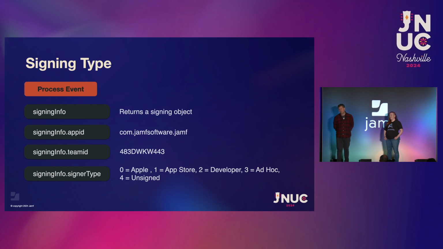If it was signed, who signed it? So we get the app ID, the team ID of the developer, and even what certificate or signing certificate was used. Was it ad hoc? Was it from the App Store? Or was it unsigned, as an example? So again, we can use all this data in our predicate to qualify what's going on.